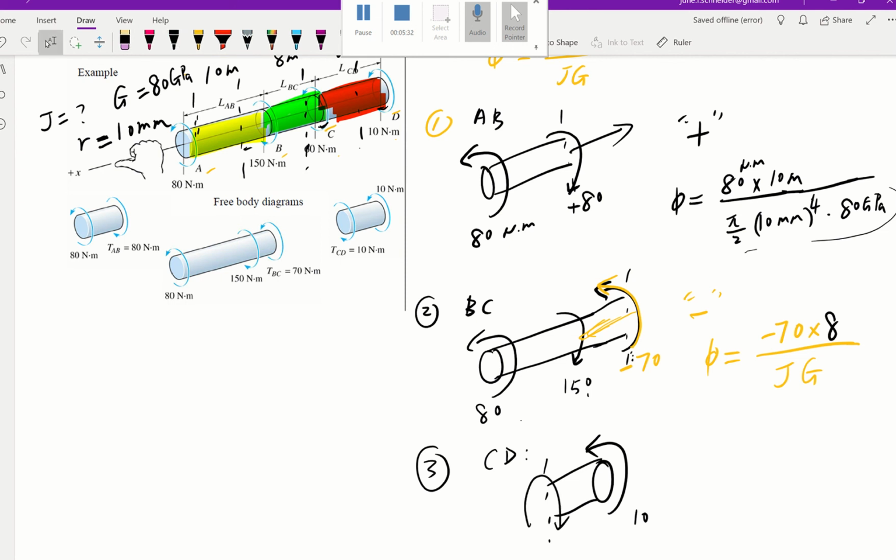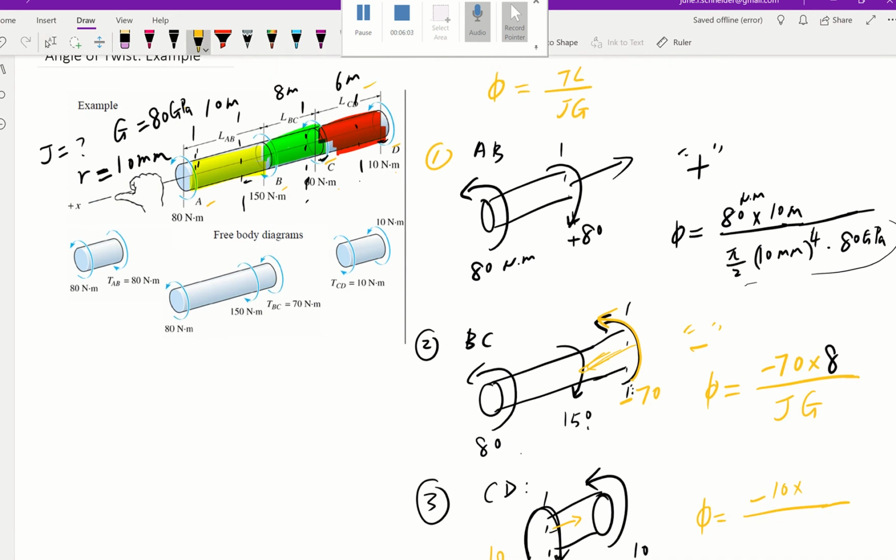So feel free to get your right hand out. Your forefinger is going to follow this direction, and then you will realize you have to twist your finger a little bit, and your thumb is pointing into the shaft here. Again, that's telling us it's going to be a negative value, and it's negative 10. So the phi here is going to be T, which is negative 10, and the length for that particular section is 6 meters, so times 6, over JG.